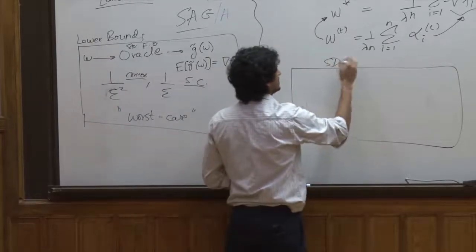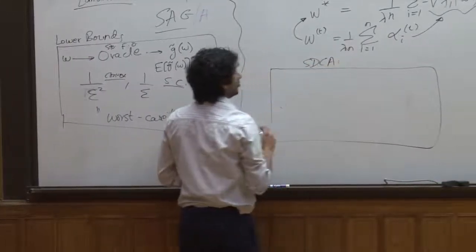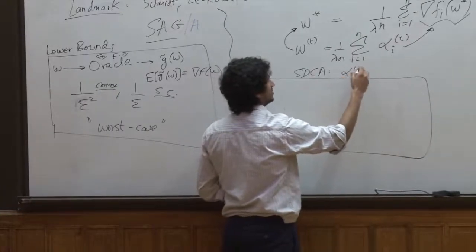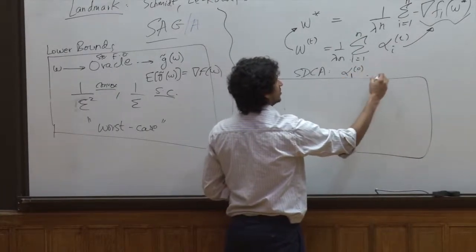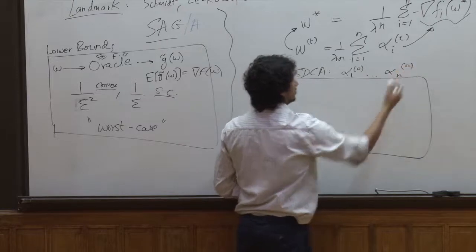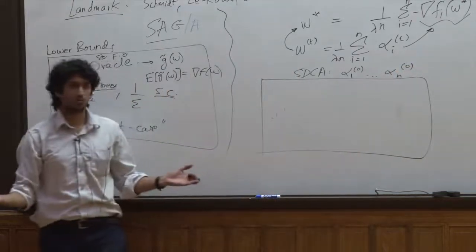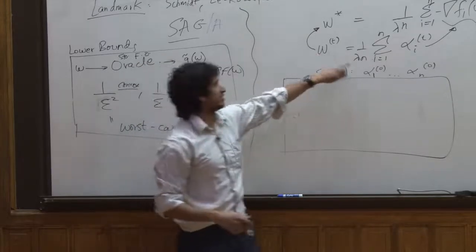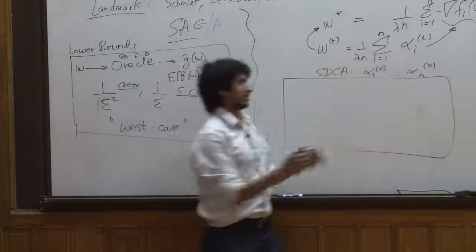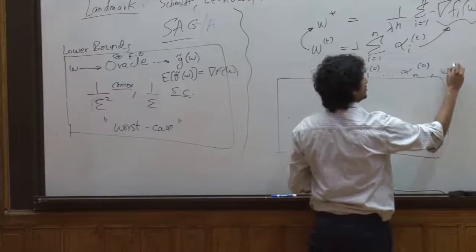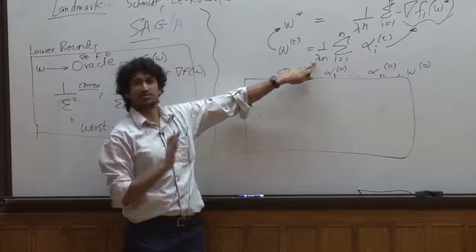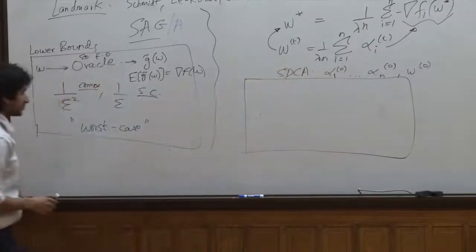So what SDCA does is you initialize these alphas anyhow: alpha 1 0 till alpha n 0. You just initialize them however you want, and you set W0 as this average. The initialization for W0 is just an average of these guys divided by lambda. So it's a scaled average.